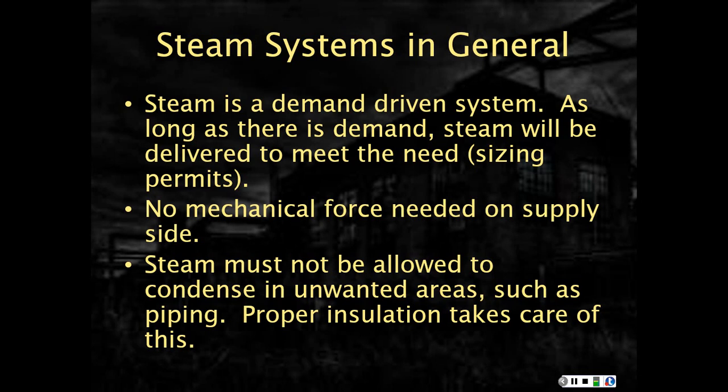Steam must not be allowed to condense in unwanted areas, such as in the piping. So proper insulation and installation takes care of this. Insulation keeps the temperature up. Proper installation means that anytime I get a little bit of condensing happening because of the pitch of the piping, the condensate runs to a place where it can be eliminated.